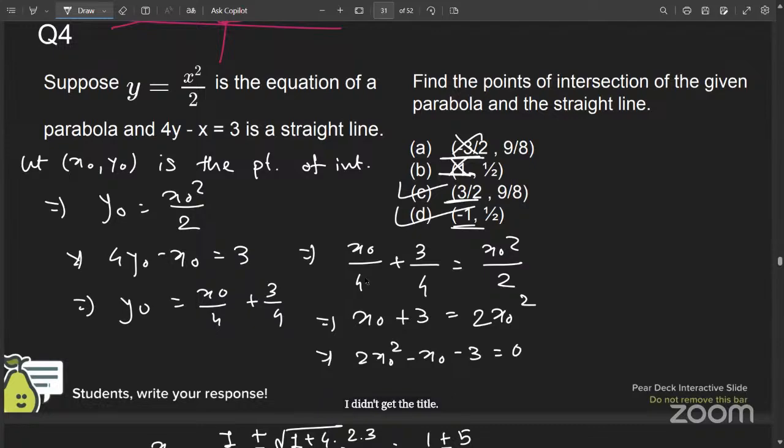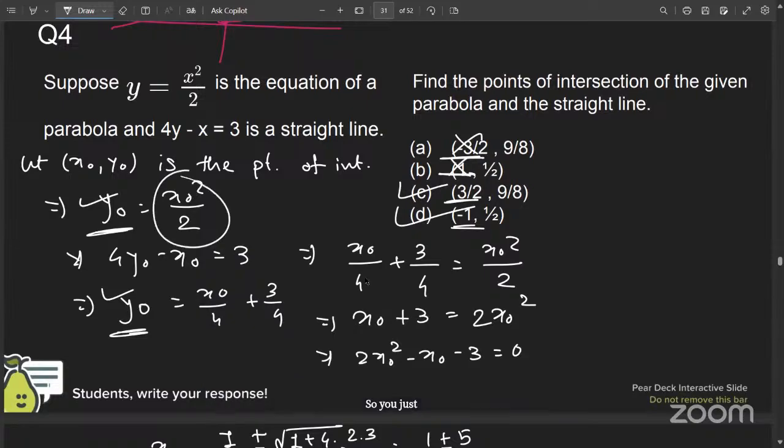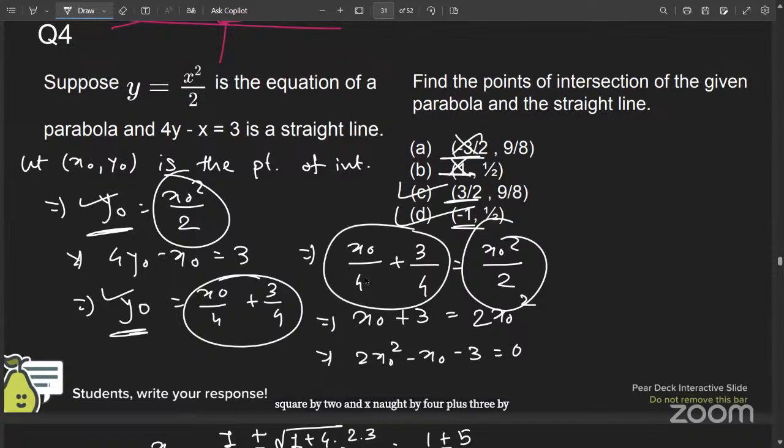Okay, so here what is happening? This is y0, right? And this is also y0. So these two quantities will be equal, correct? You just equate these two terms: x0 by 4 plus 3 by 4 is equal to x0 square by 2. That's all.